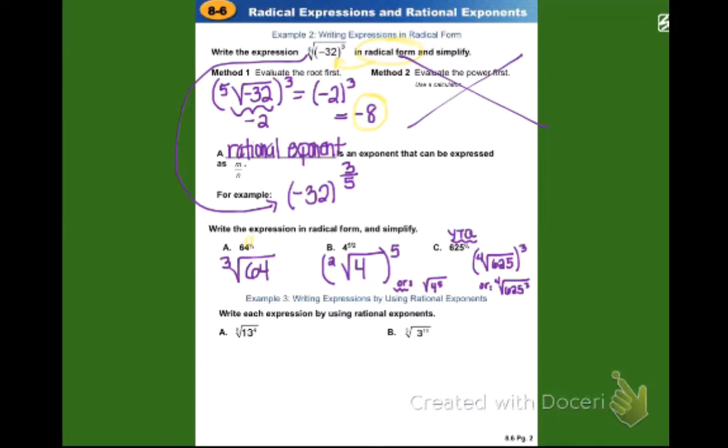Okay, so this one could be written either one of these ways. Probably the most likely is the one I wrote first. And again, especially to evaluate it, you definitely wouldn't want to raise 625 to the 3rd power and then have to take the 4th root.